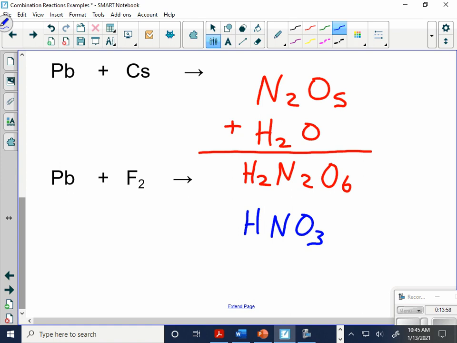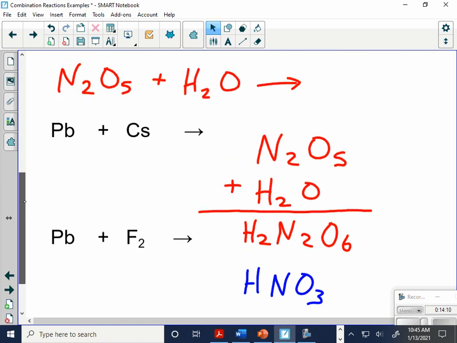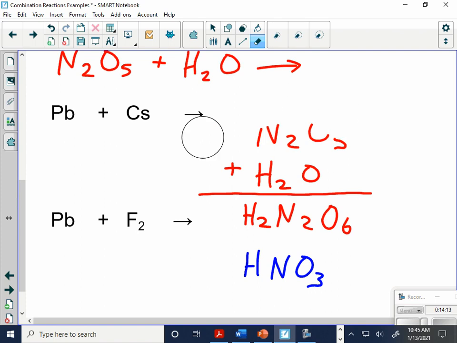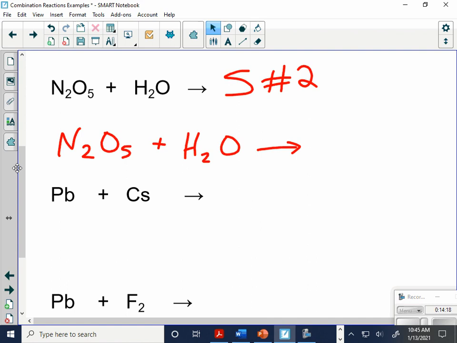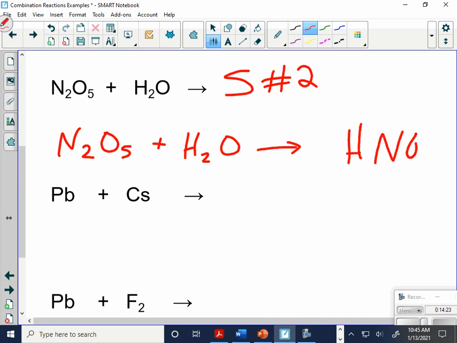Now, does that make sense? Yes, it does, because the polyatomic ion NO3 is a 1 minus. So I would need one H to go with that. So as I come all the way back up here, I know that my oxyacid that I created was HNO3, nitric acid.